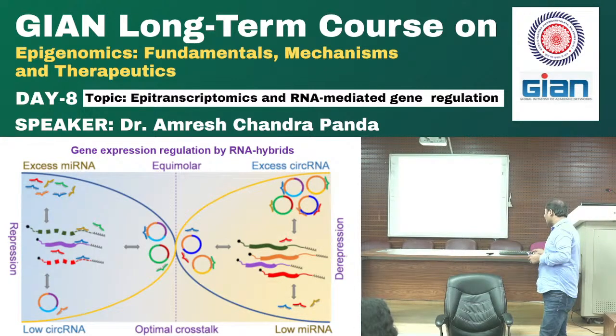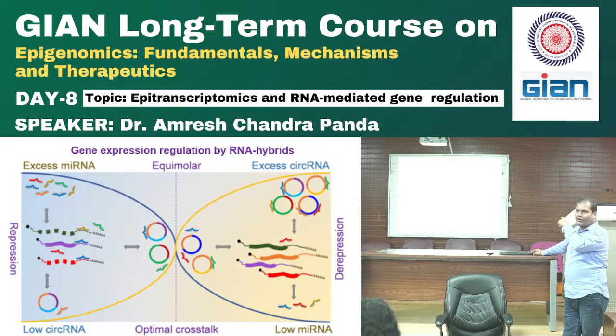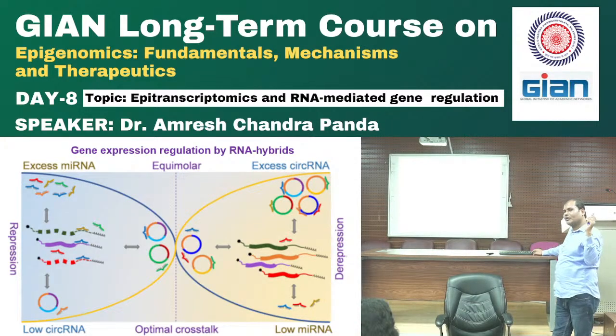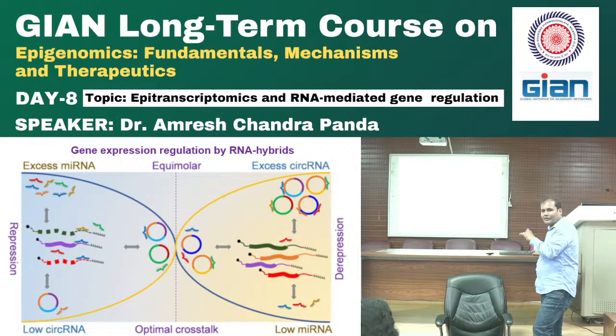Okay. So we'll see one more example in muscle cells again. Okay. So in the aging scenario also, we saw how microRNA is regulating myogenesis. Now we'll see how circular RNA is regulating myogenesis through regulating microRNA.